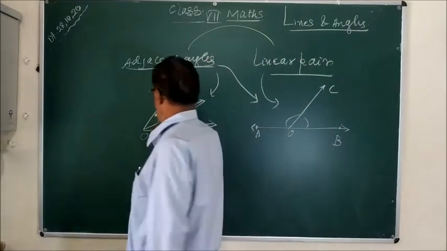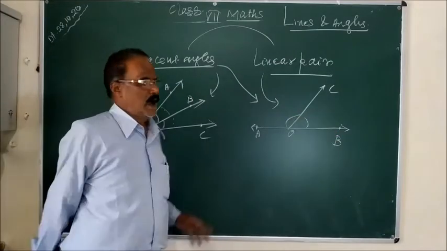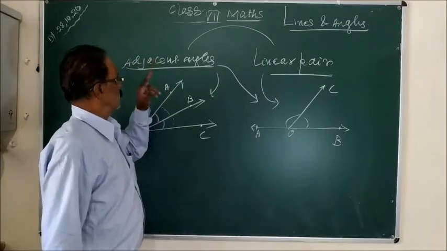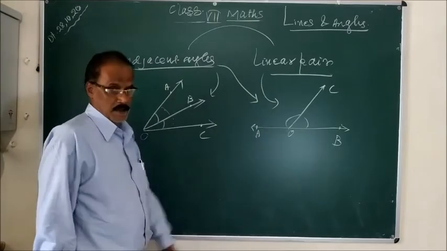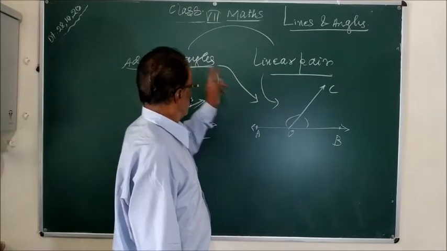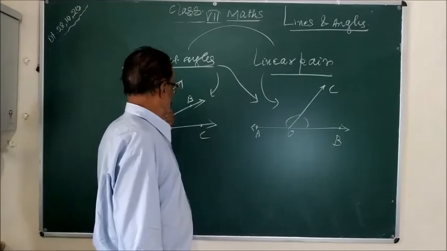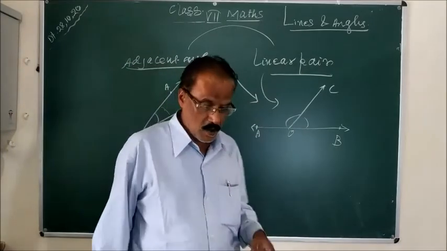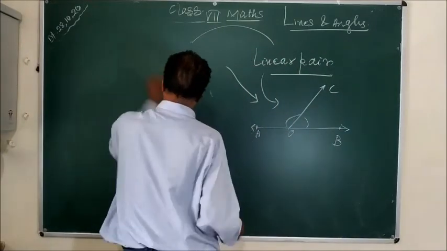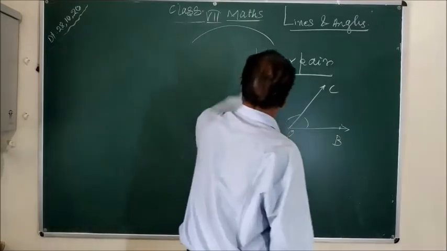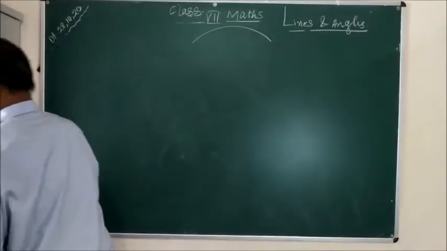Here, non-common arms OA and OC are rays, but they are not opposite rays, and therefore this will be simply called adjacent angles, and this is called a linear pair. A linear pair can be called adjacent angles, but adjacent angles will be called a linear pair only if the non-common arms, non-common sides, are opposite rays. And this is the difference. And complete angle. So now come to some questions, and then you will try to solve 10A.